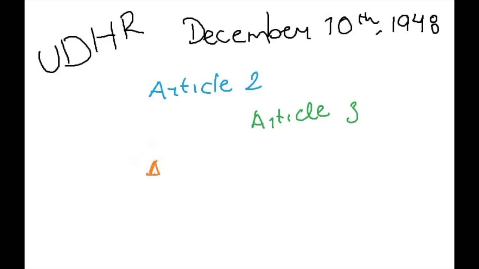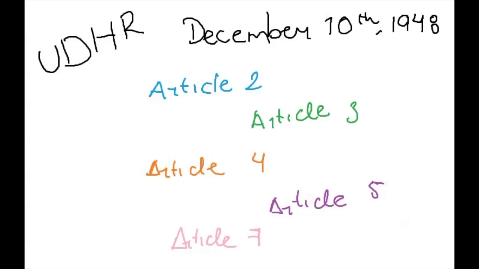No slavery or servitude shall be held. Number 5 is also important. It says no torture or degrading treatment is allowed. Number 6 talks about recognition before the law. And number 7, equal protection of the law to every citizen, to every person. Number 8 is the remedy by competent national tribunals.